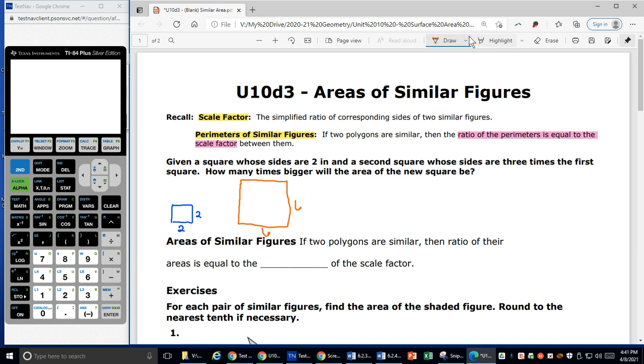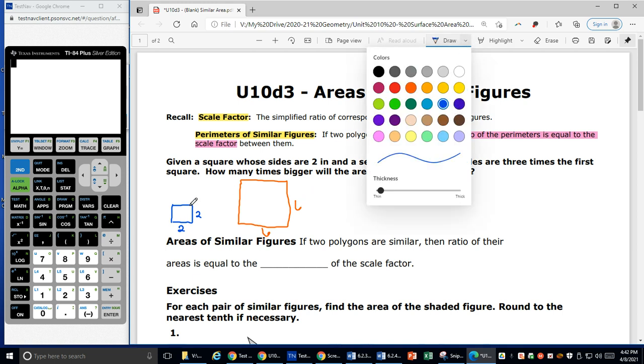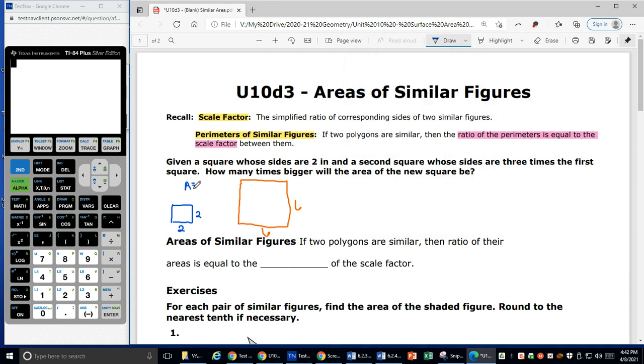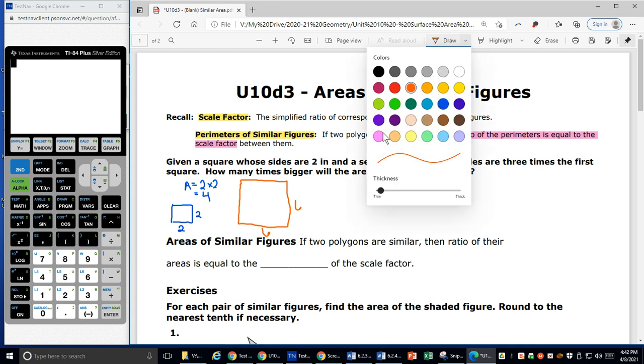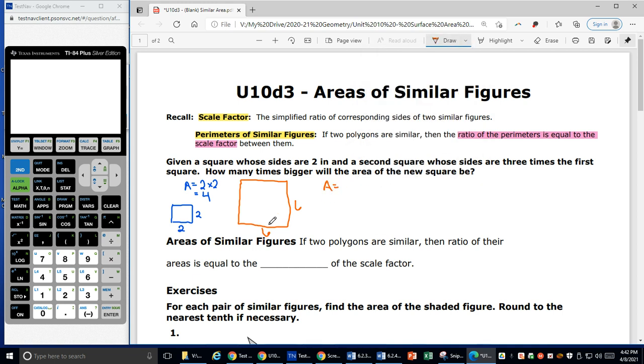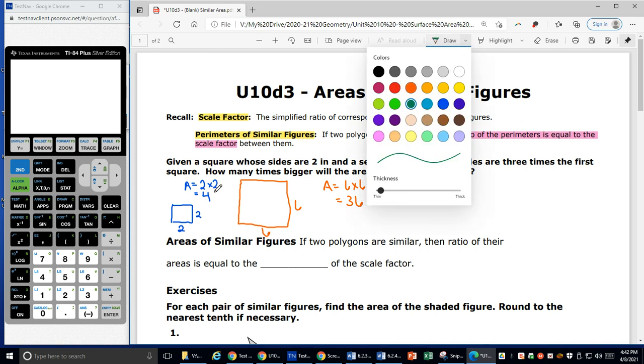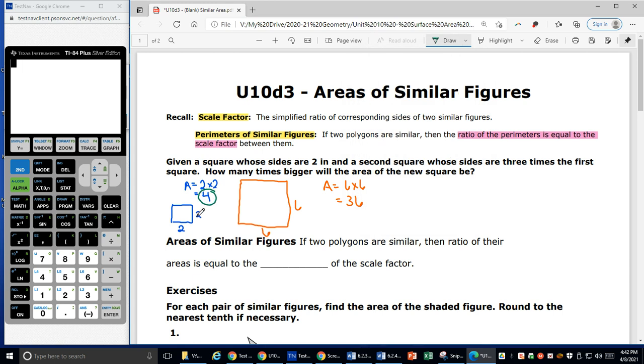But let's look at the two areas. If I want to find the area of this smaller one, if it's a square, it's going to be base times height, so 2 times 2, which is 4. When I look at the area of the bigger, the new square, again it's a square, so it's base times height, 6 times 6, which is 36. So even though the sides are 3 times bigger, 2 times 3 gives me my 6, but 4 times 3 does not give me 36.